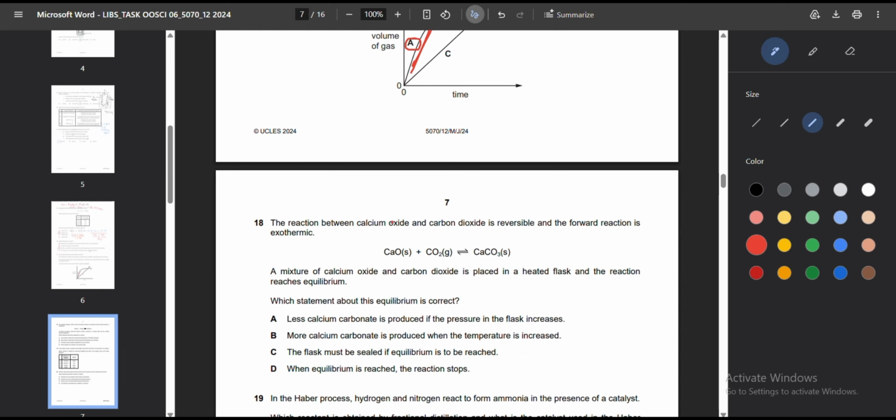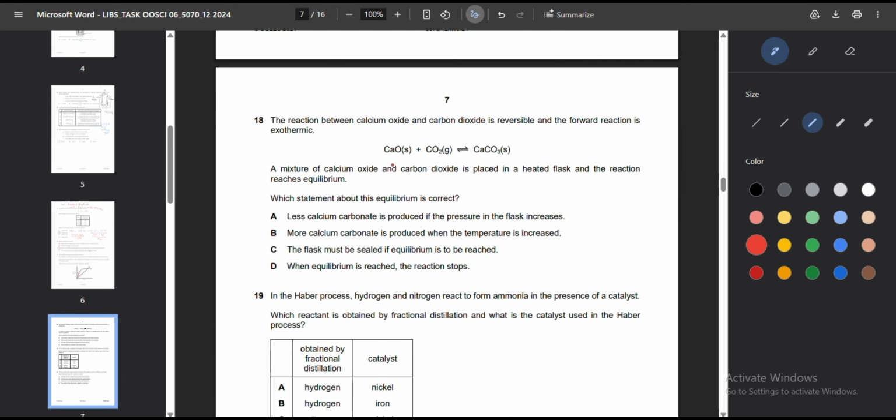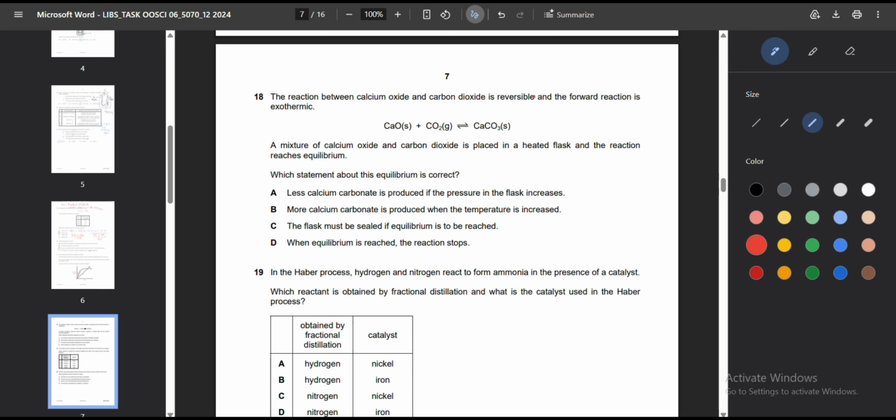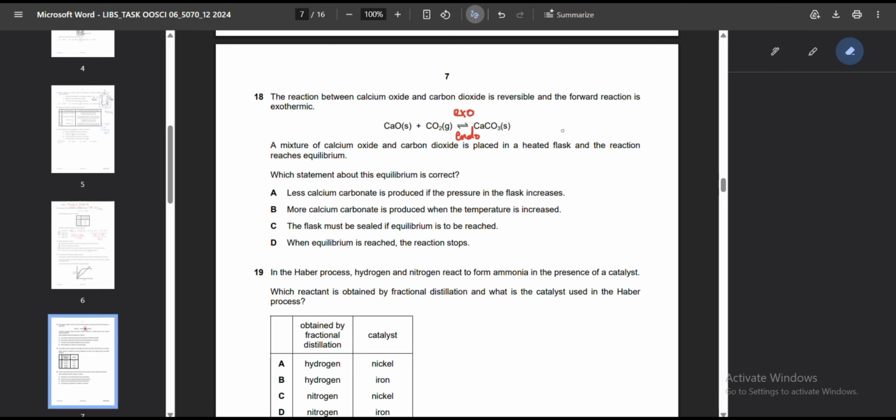Question number 18. The reaction between calcium oxide and carbon dioxide is reversible and the forward reaction is exothermic. Then a mixture of calcium oxide and carbon dioxide is placed in a heated flask and the reaction reaches equilibrium. Which statement about the reaction is correct? Alright, so the forward reaction is exothermic, and then the reverse would be endothermic. Now we have to see the options.